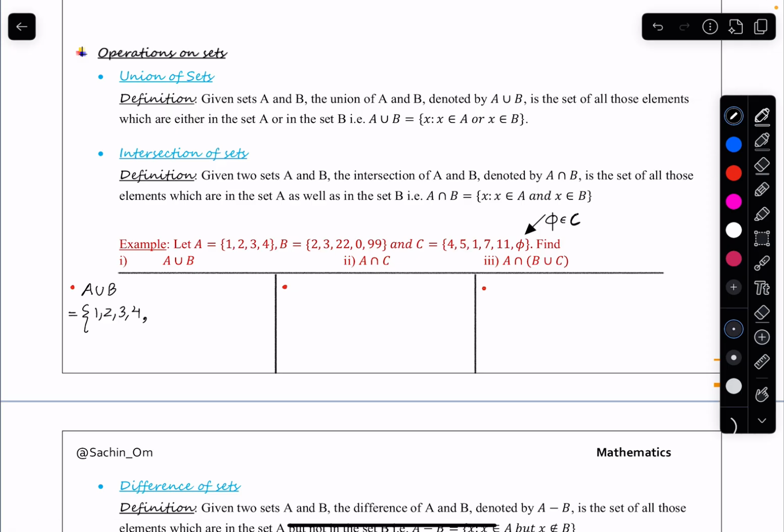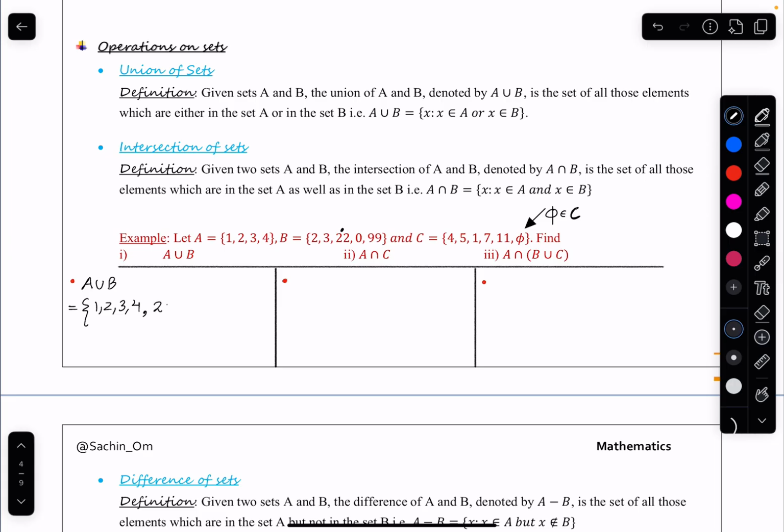So I'll collect the elements of B this time. I'm not writing the 2 because 2 is written here already, so I don't repeat. 3 also I won't write because again 3 is already accounted for here. So the next element in the set B is 22. So 22 here. The next element is 0. The next element is 99, and that's it. So this is what A union B is.